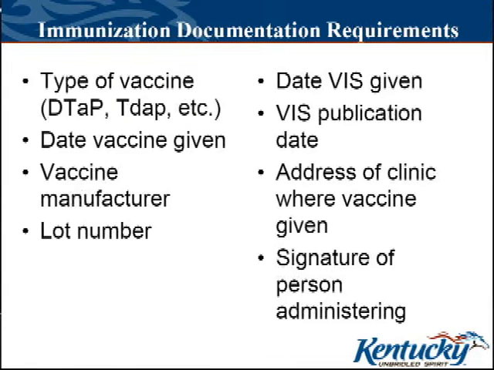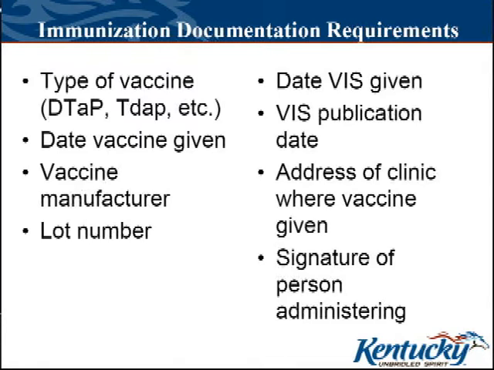Basically you're going to put the type of vaccine. So did you give a 2-month-old a DTaP, or did you give them a Tdap? You need to indicate on the MasterCard which one you gave. You're going to put the date that the vaccine was given, the vaccine manufacturer and the lot number, the date that the vaccine information statement was given, which is going to be the same day as the date the vaccine was given, the vaccine information statement publication date, the address of the clinic where the vaccine's given, and the signature of the person administering the vaccine.